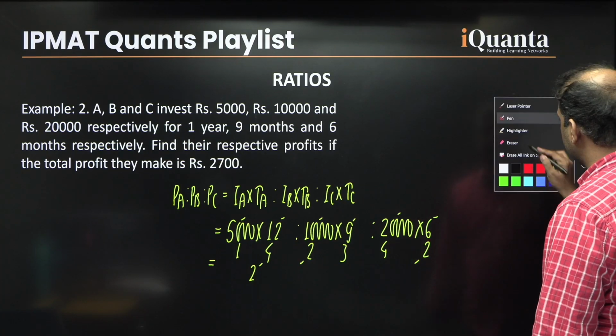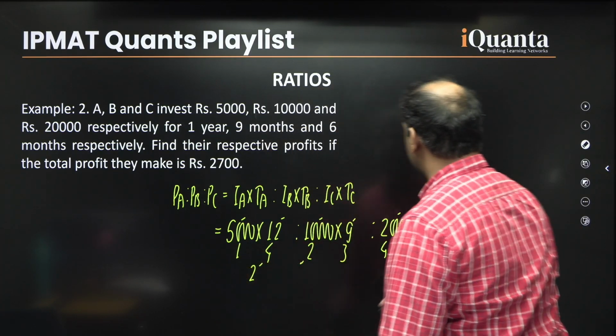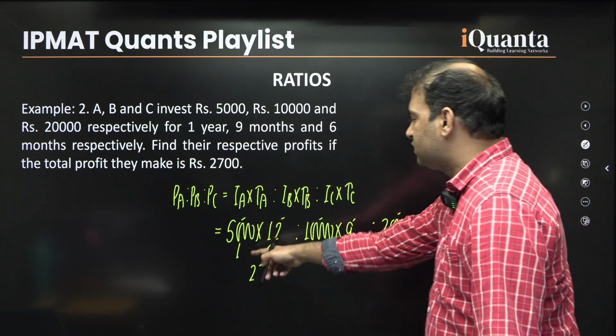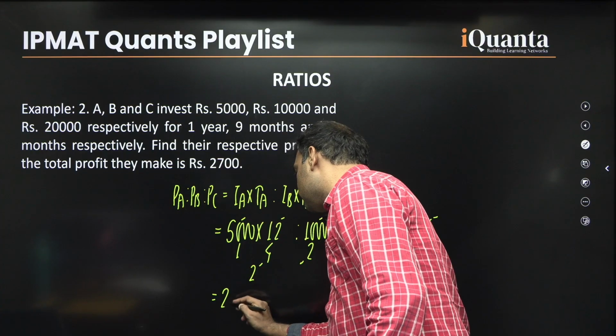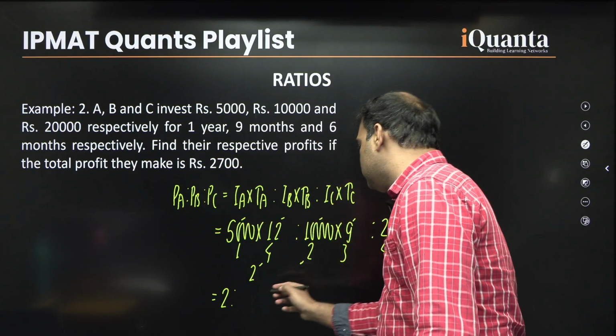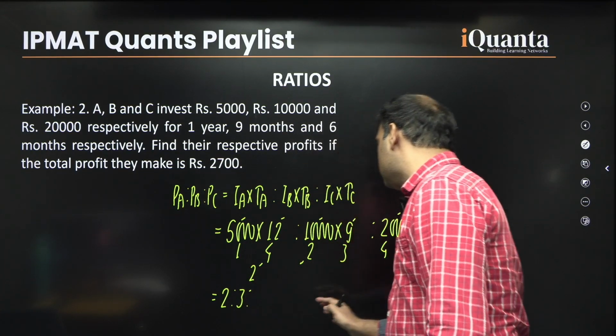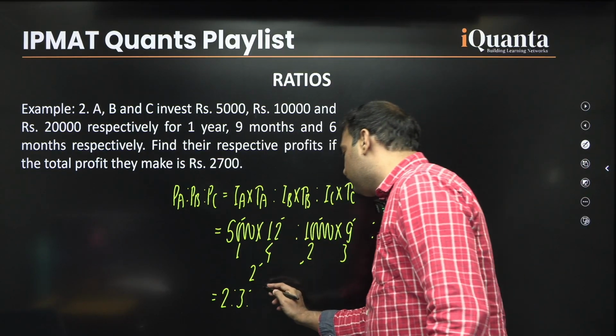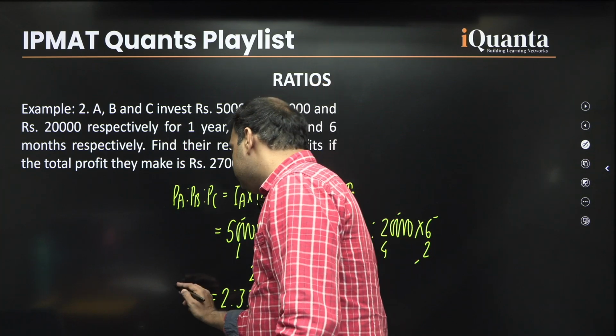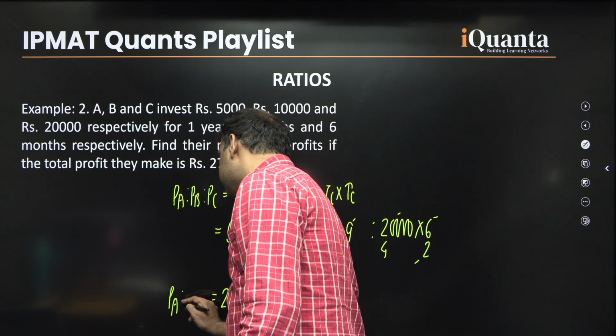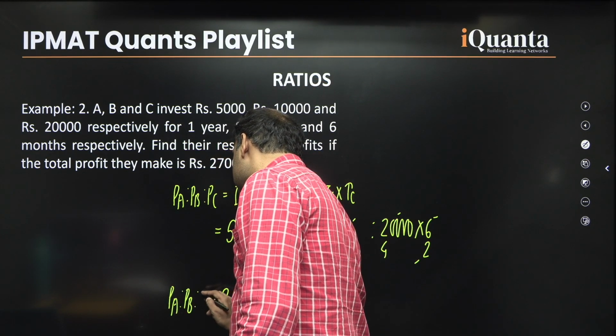It's okay, already we have cancelled a lot. So what is the final ratio? Let's see that. This is 1 into 2, we shall say 2. This is 1 into 3, only 3, right? And this one is 4 into 1, only 4. So this is how we shall say that the ratio of their profits is 2 is to 3 is to 4, right?